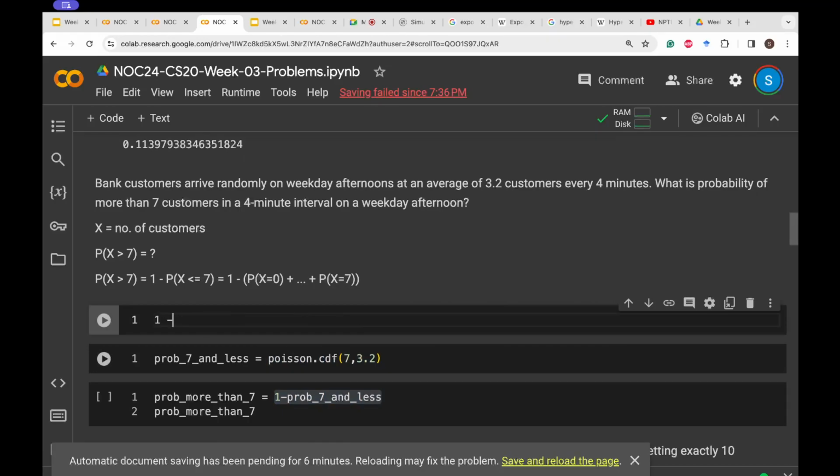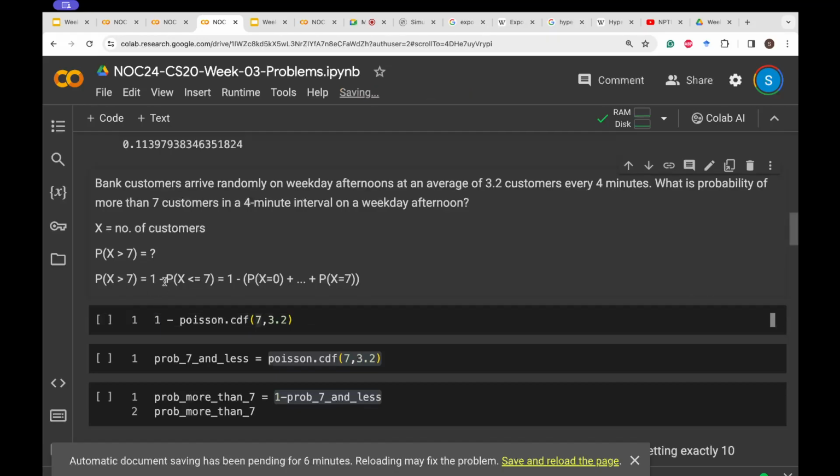So how do you know which values to enter between the 7 and 3.2? Yeah, so greater than 7. What is cumulative distribution? It is x less than or equal to that particular value. So if it is greater than 6, it will be 1 minus x less than or equal to 6. And suppose it is greater than or equal to 7, it will be 1 minus P of x less than or equal to 6.